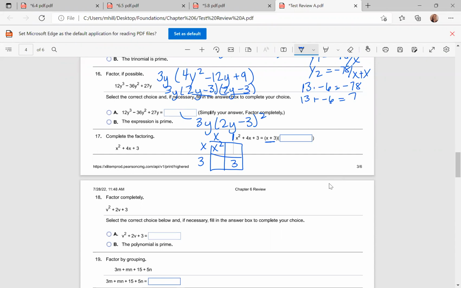So let's just see if the rest of it checks out. This would be 1 times x, which is 1x. This would be 3 times x, which is 3x. And these middle two terms need to add to be 4x. And they do. 3x and 1x is 4x. So we would get x plus 3 times whatever we got on the top, which is x plus 1.